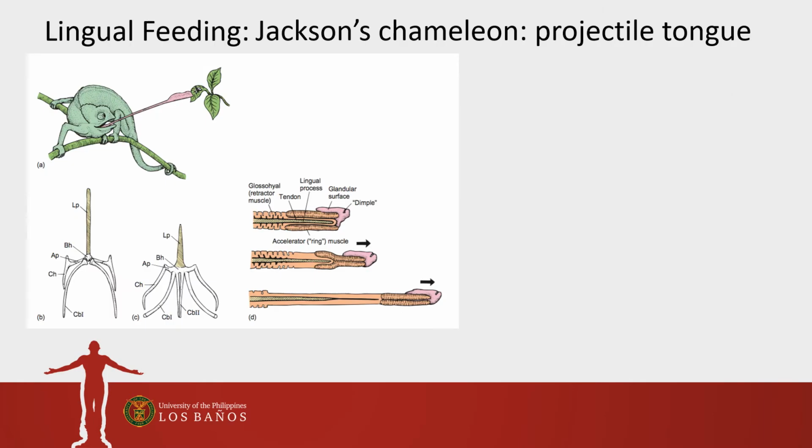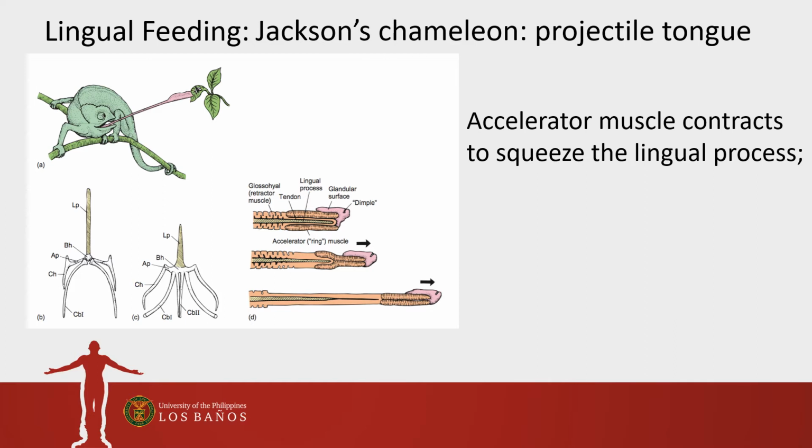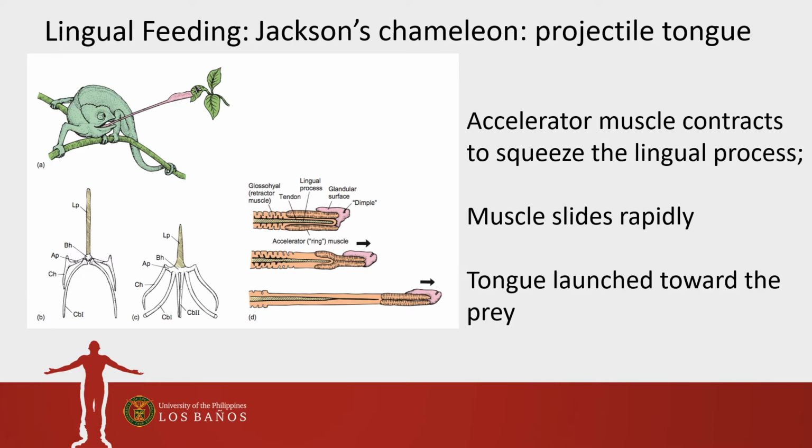During lingual feeding, as in the Jackson's chameleon, which has a projectile tongue, the accelerator muscle contracts and squeezes the lingual process, picks up speed as it slides down the tapered process. The gathered momentum of the tip of the tongue makes the muscle slide rapidly and launches the tongue out of the mouth toward the prey. Upon impact, the fleshy glandular tip of the tongue flattens against the prey, making it stick to it. Retraction of the tongue back into the mouth retrieves the prey. The jaws then close to hold the captured prey.